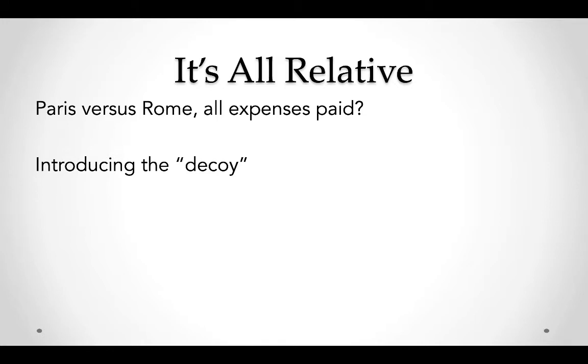Let's do another example. Let's assume that I want to send you to Paris or Rome for a week, all expenses paid. So it's either Paris or Rome for you, all expenses paid for a week. And let's assume that you don't have a strong preference for either Paris or Rome. It doesn't matter to you. You like them both equally. So this is a hard decision. Honestly, you don't care, so either one is fine, but how do you decide? Well, let me help you.